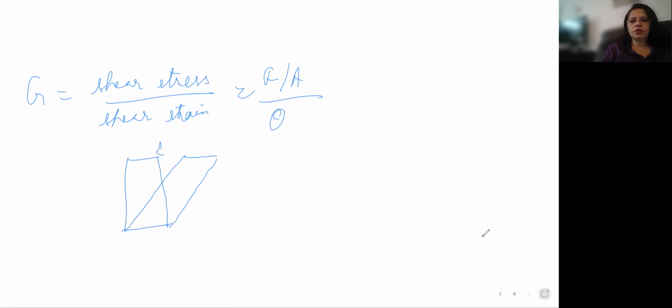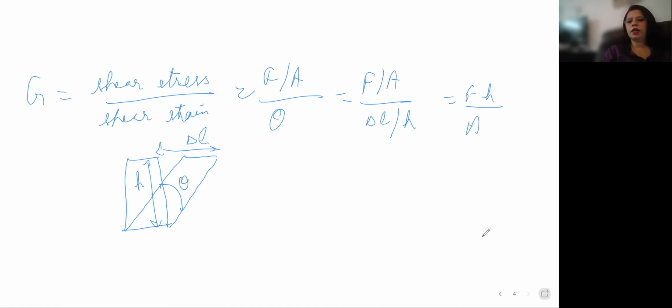So this is your delta L. We are putting the force tangentially. Tangentially, the force is being applied. This is your theta, and this is your H. So it can also be written as force per unit area upon arc upon radius, that means delta L upon H. So G = F H / (A delta L). So these are three types of modulus of elasticity.